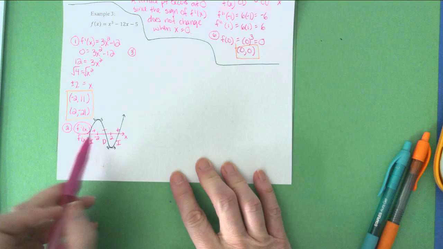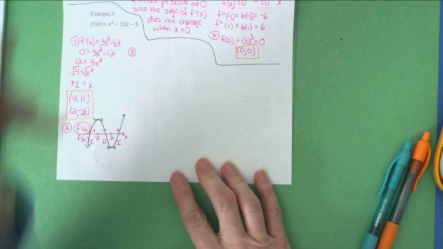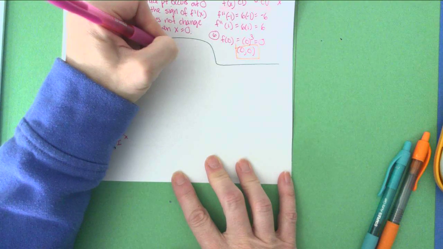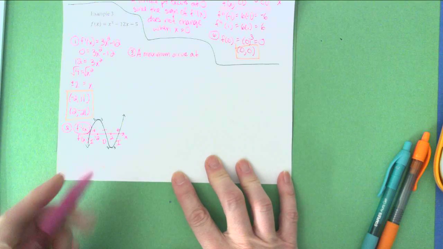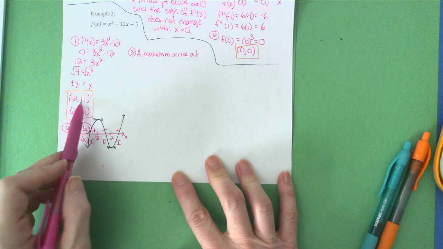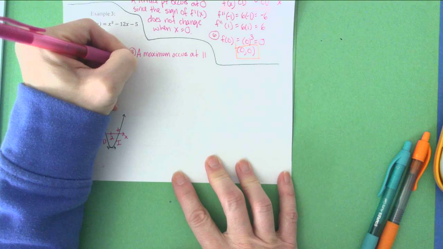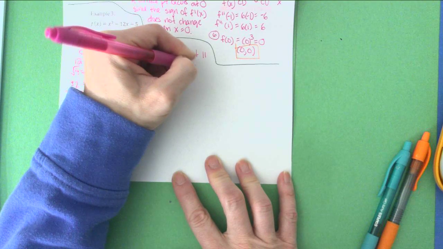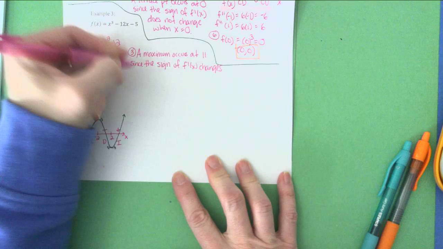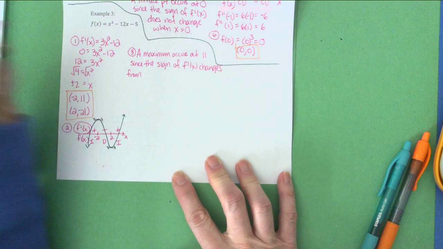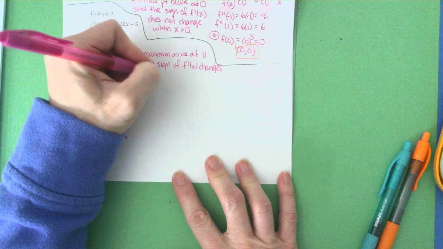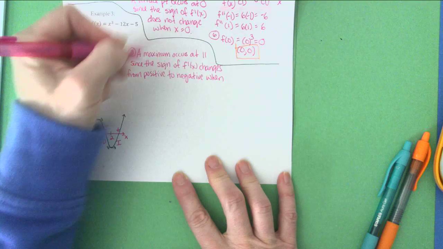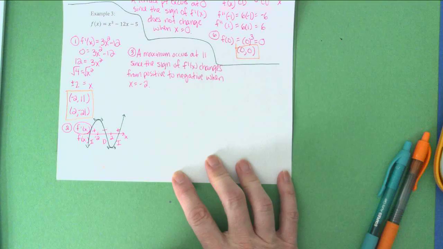Let's start first with what's happening at -2. It's a maximum. So I'll say a maximum occurs at, and I get the y value when x is -2, so that's going to be 11, since the sign of f prime of x changes from positive to negative when x is equal to -2. That's my first critical point.